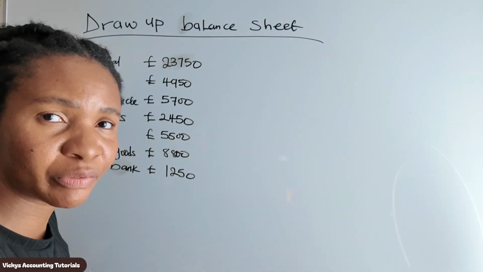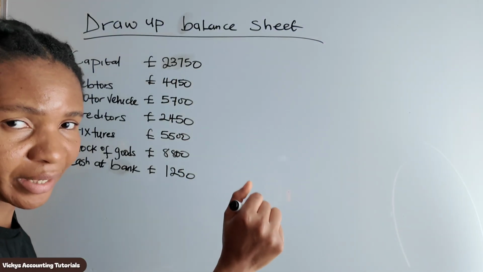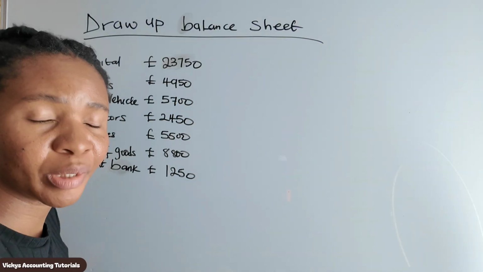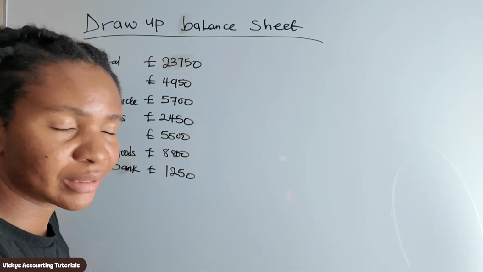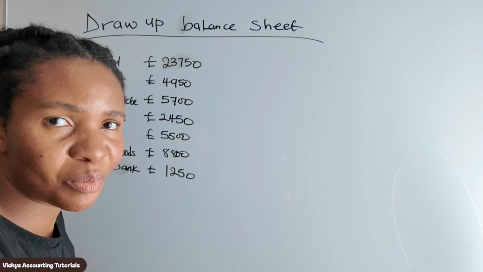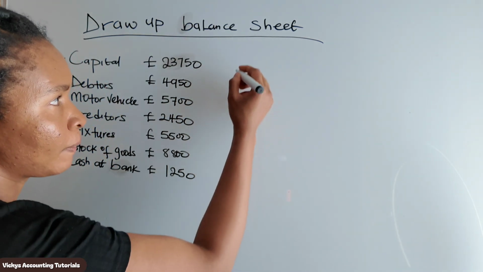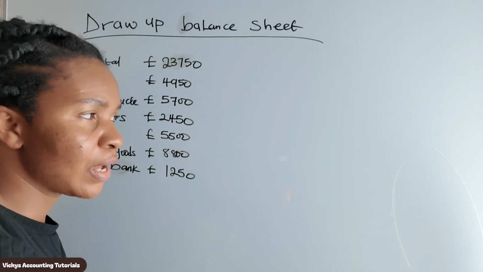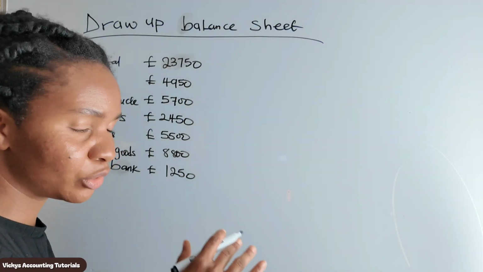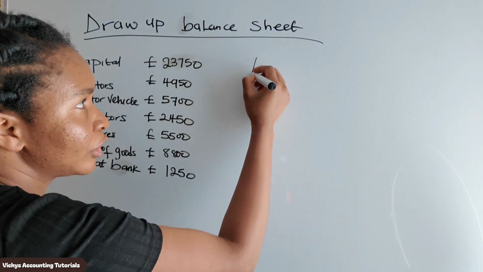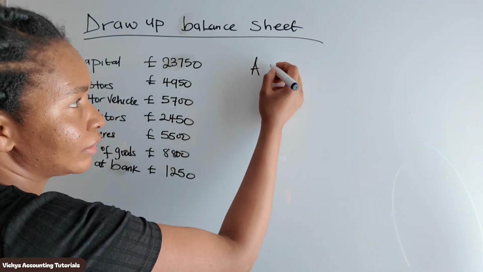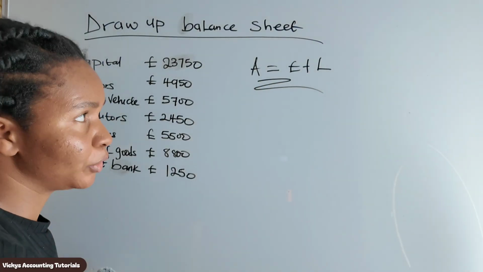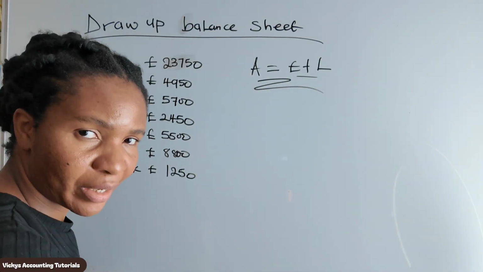Welcome to the channel. In today's video, we're going to be drawing up balance sheets, statements of financial position, and we have a list of transactions that we're going to be categorizing. We'll be using this accounting equation to ensure that our transactions have been correctly categorized into different account types: assets equals equity plus liability. By the end of today's video, our assets must equal our equity and liability.